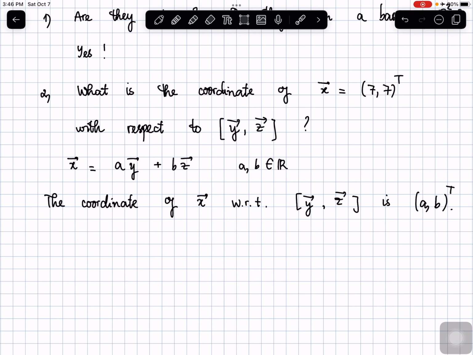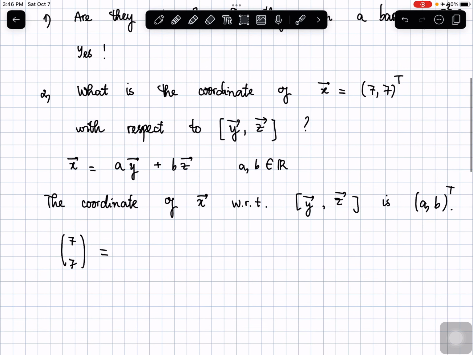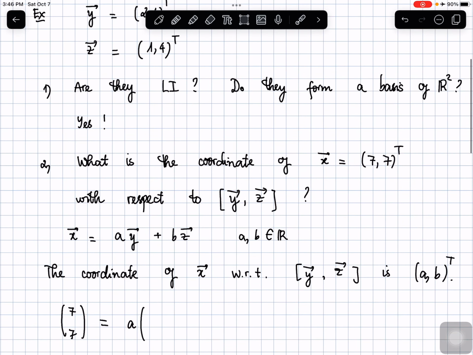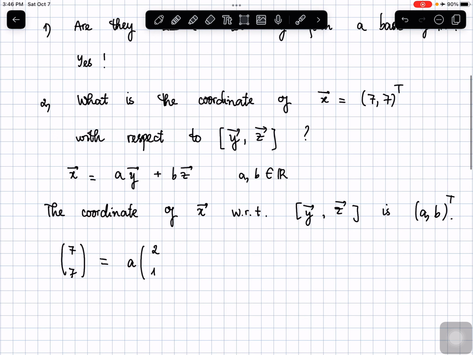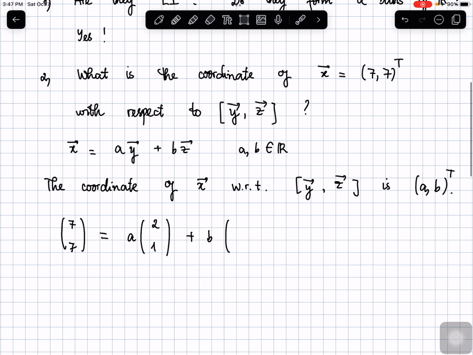So we have x is (7, 7). Vector (7, 7) equal to a times vector y, so (2, 1), plus b times vector z, (1, 4). This is, so 2a plus b and a plus 4b.